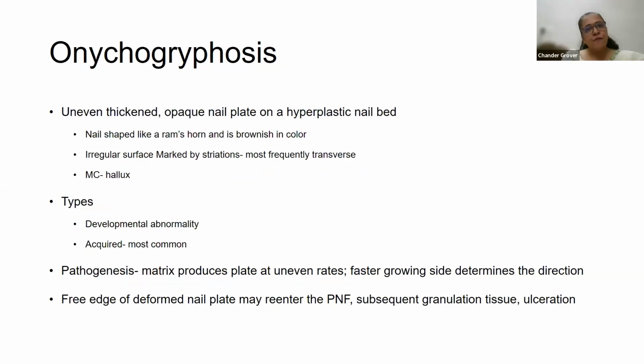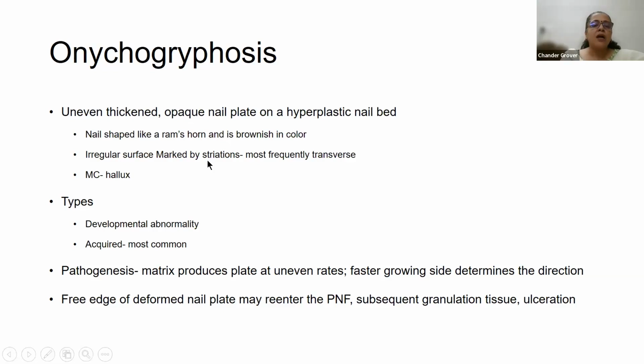Onychogryphosis, again a form of hypertrophy. You can use the word Pachyonychia also here. But here, the special connotation of the term onychogryphosis is that it's not just thickened, it's going haywire, it's going astray, it's not growing straight. It's an uneven, thickened, opaque nail plate on a hyperplastic nail bed shaped like a ram's horn.